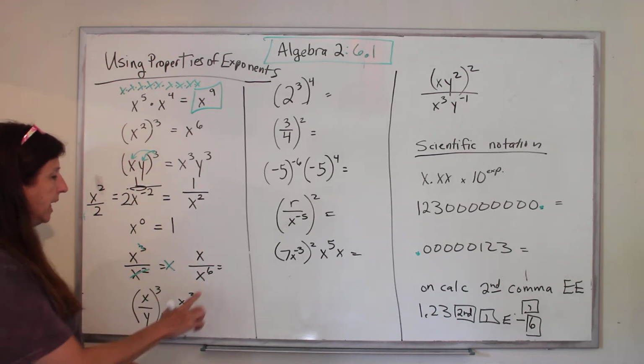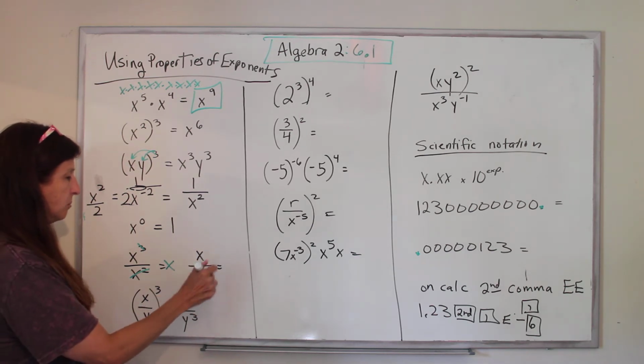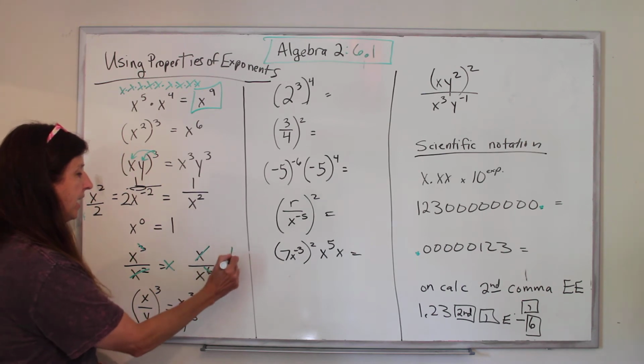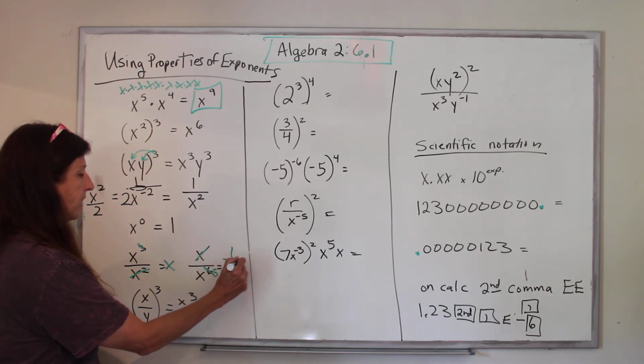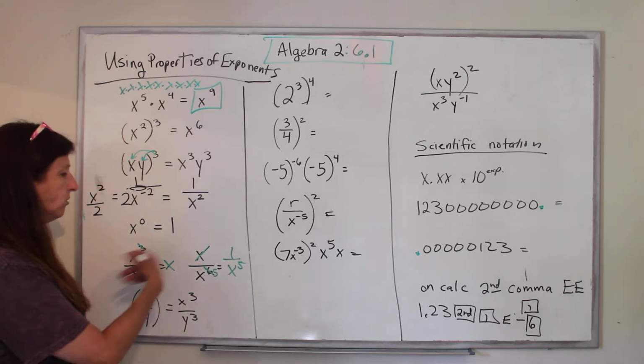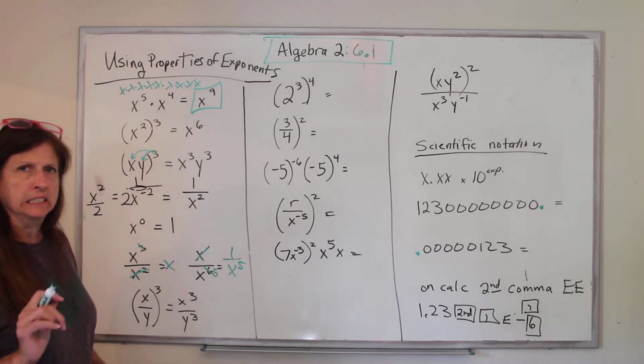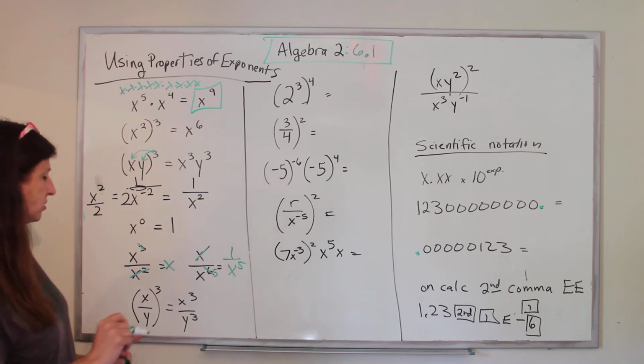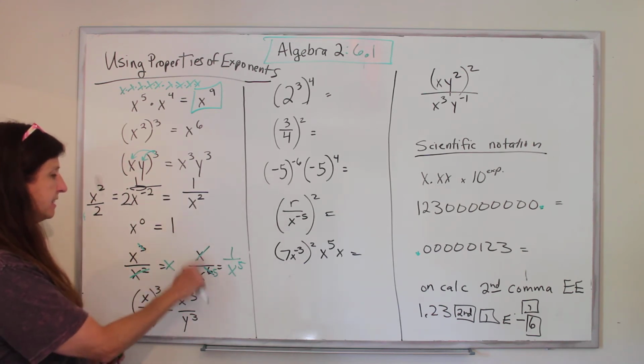What about this one? I've got 1 on top, 6 on bottom. This one marks out one of those, leaving a 5, so I have 1 over x to the 5th. Don't do that subtracting thing that they show you in the book. Just cross out. It's so much faster and more logical. But it has to be the same base.